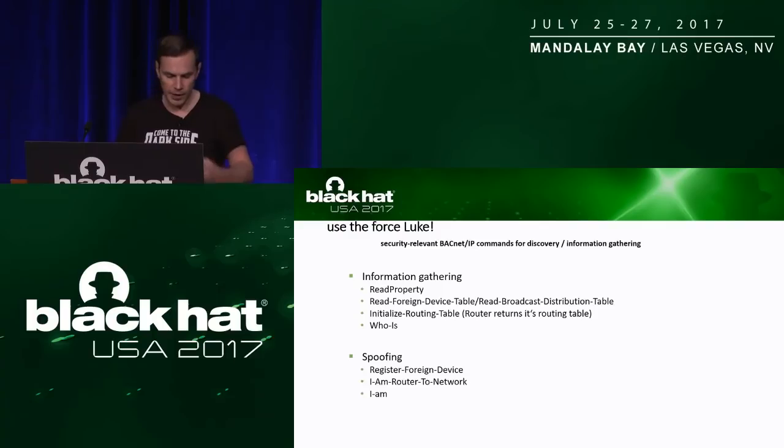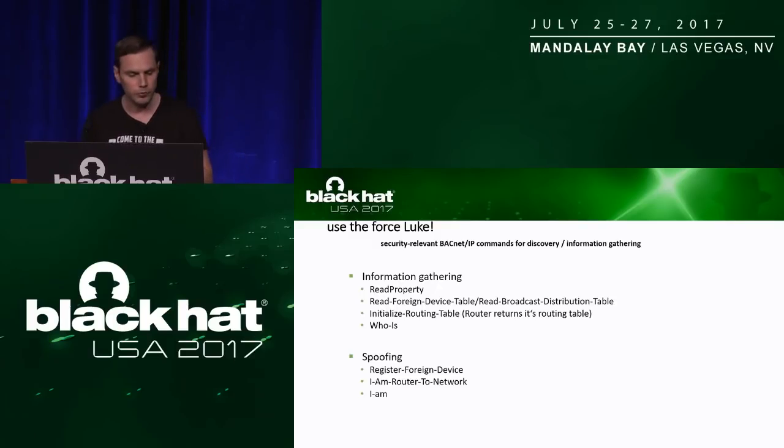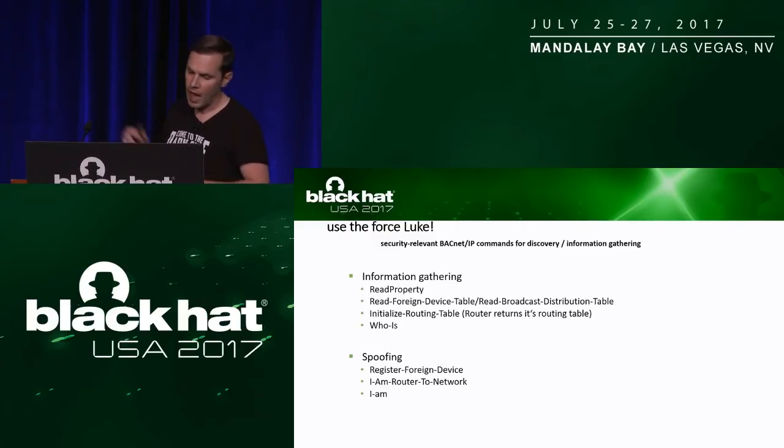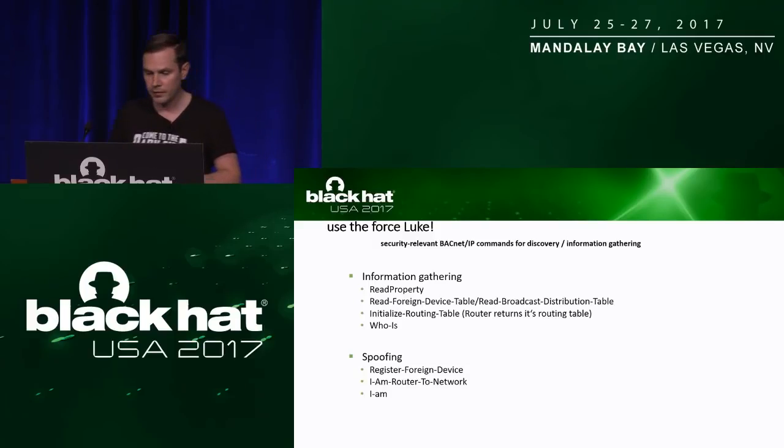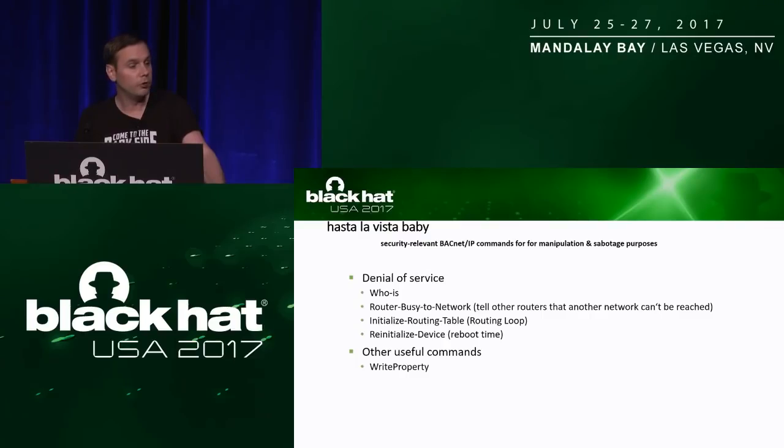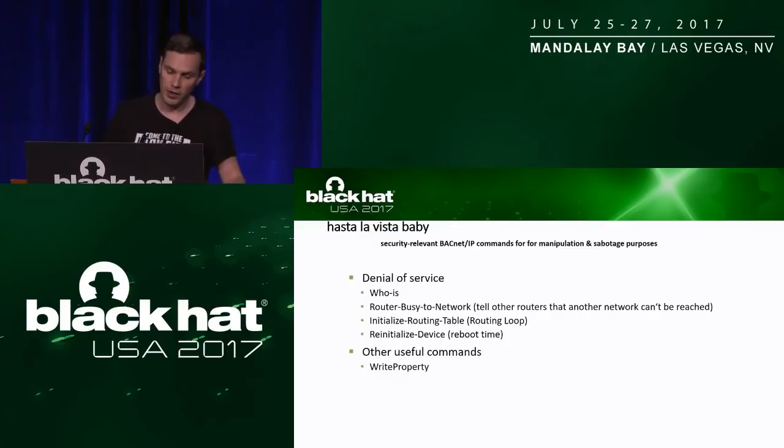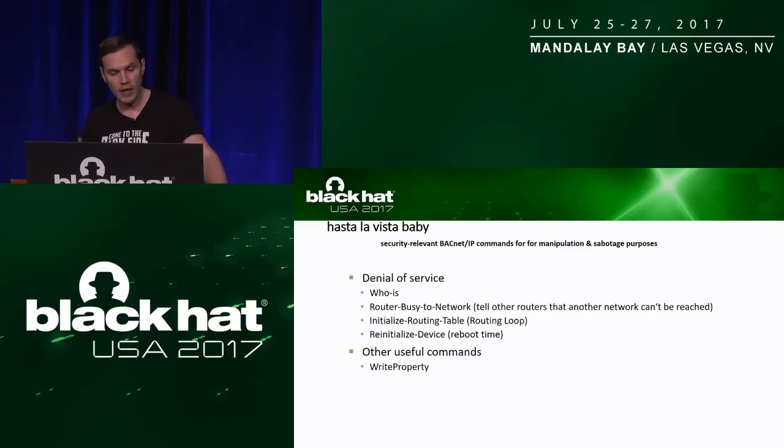If you look at the BACnet protocol, again, from an attack perspective, we put the existing commands that we found valuable into different groups. For information gathering, you would use read property, read foreign device, the whois commands. If you are more into spoofing specific devices or pieces of information, you would register the IAM router to network or just the IAM command within BACnet. If you are more into denial of service, so really trying to sabotage a building automation controller, then you might want to use, for instance, the router busy to network command, which tells other routers that the BACnet network can't be reached directly, so you could try to redirect traffic.